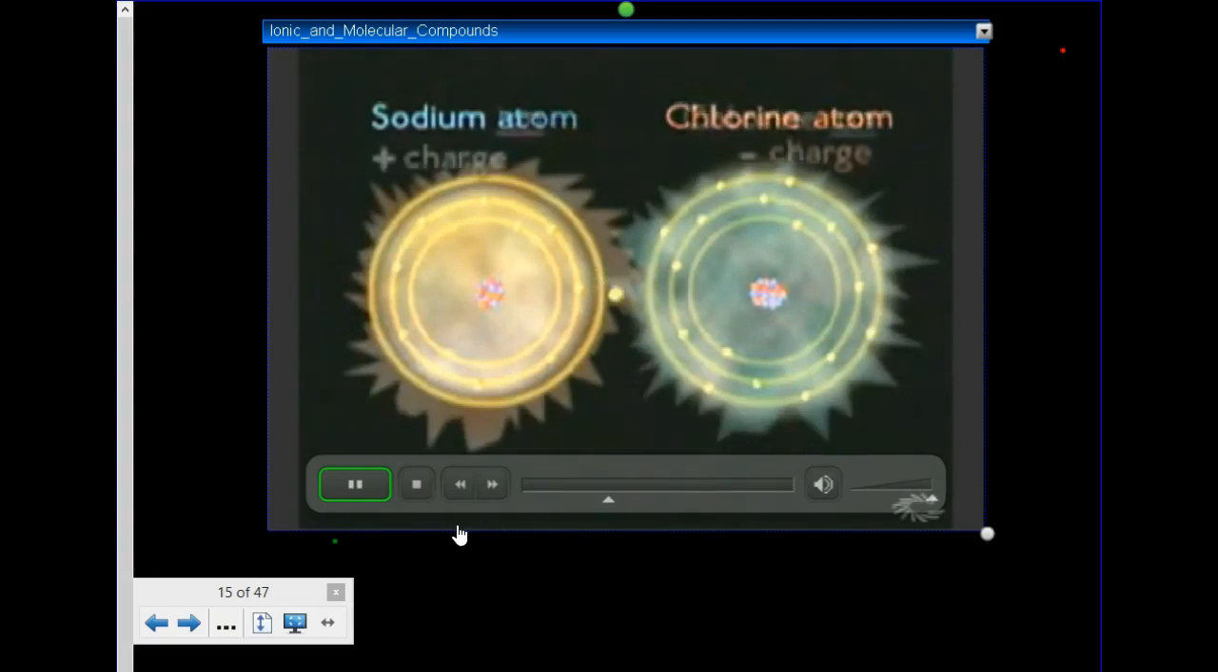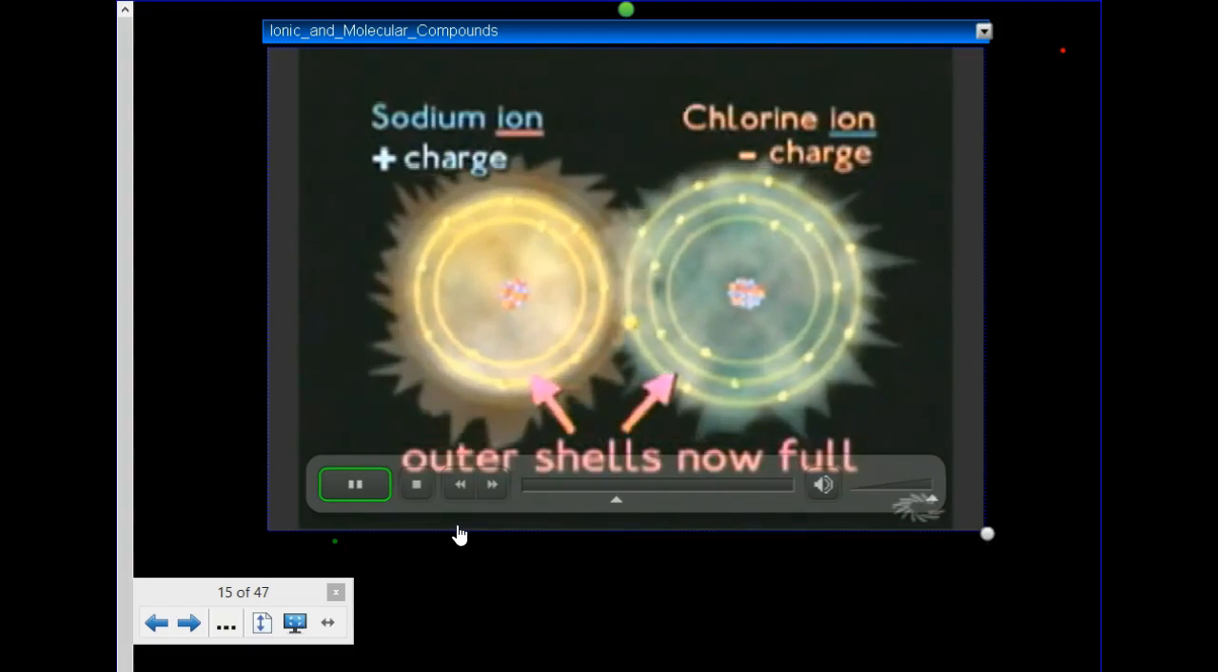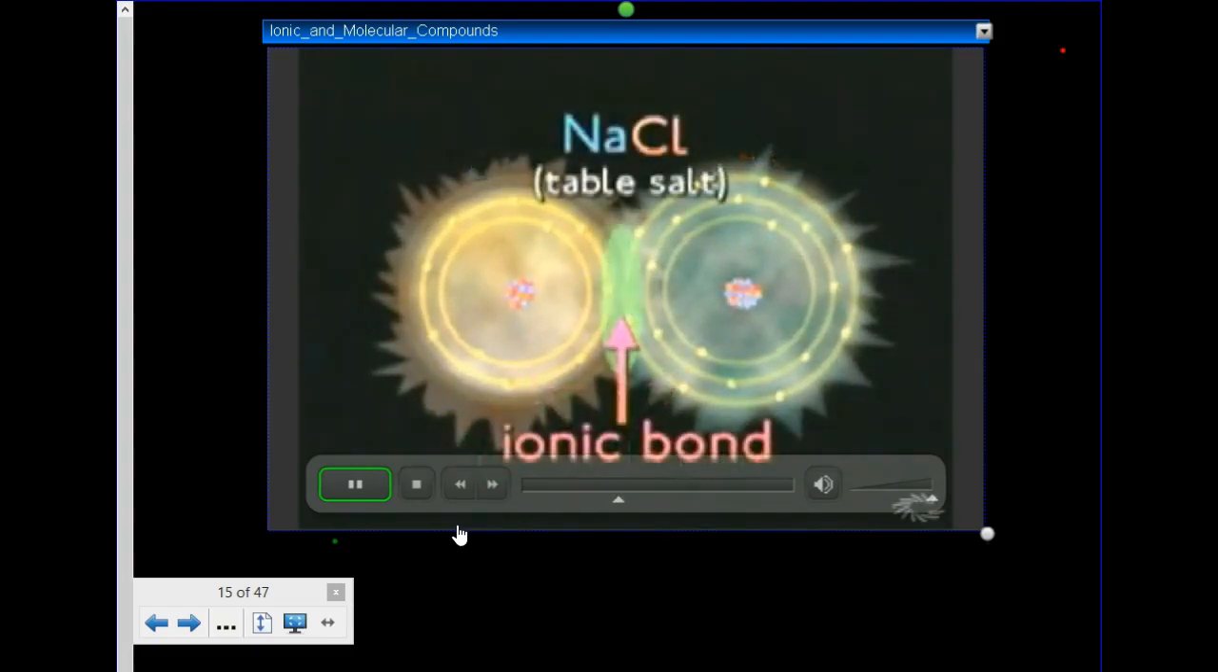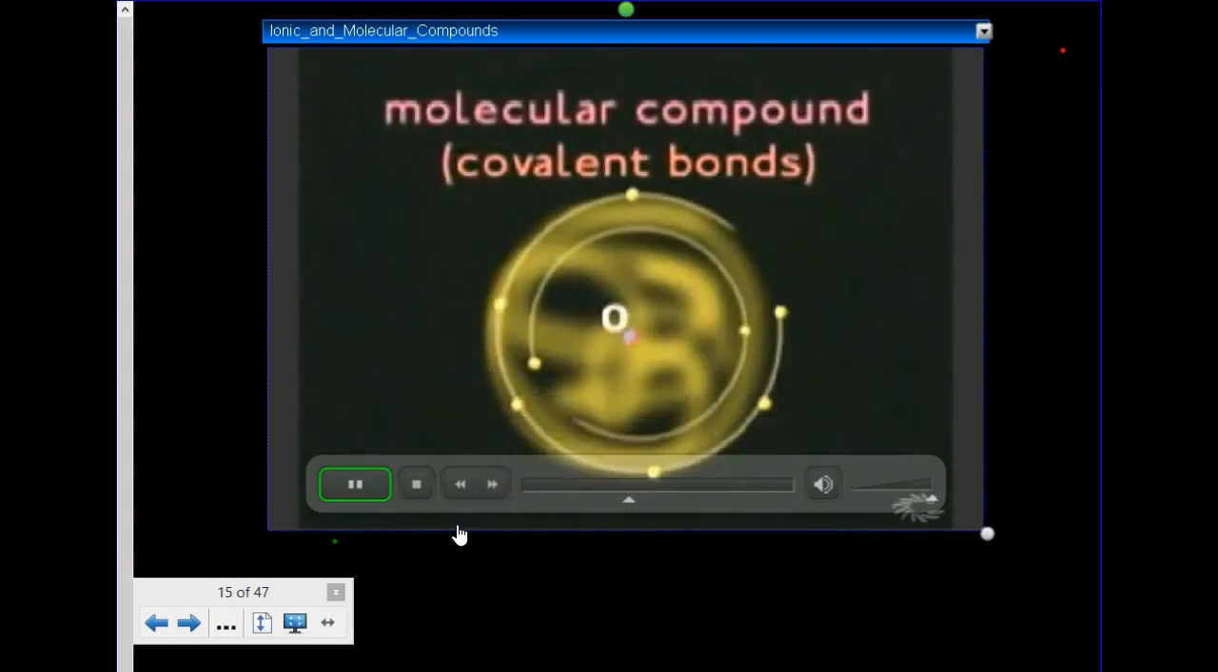An ionic compound is formed when an electron from one atom is lost to another, and the two ions form an ionic bond. They are held together by their opposite electrical charges, but they remain as individual ions. A molecular compound, on the other hand, forms when atoms share some of their electrons in a covalent bond.